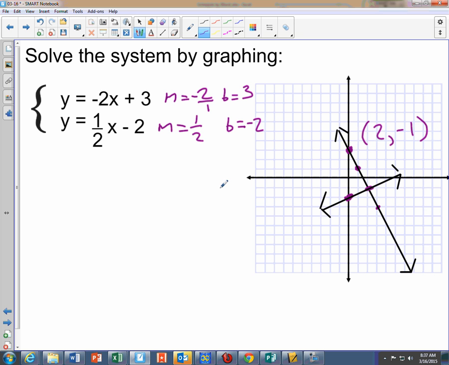Now, how can you check to see that 2, -1 is correct?